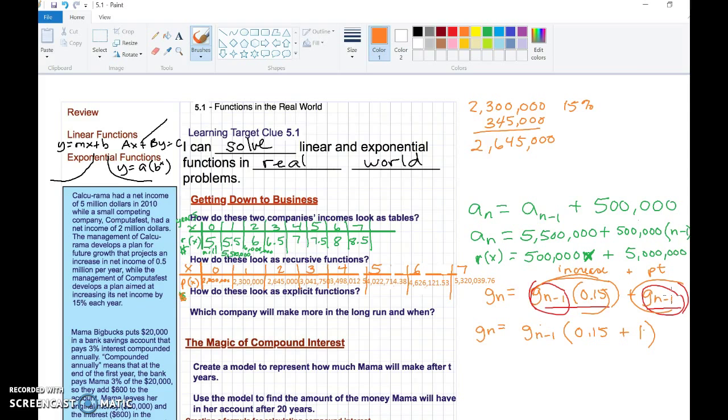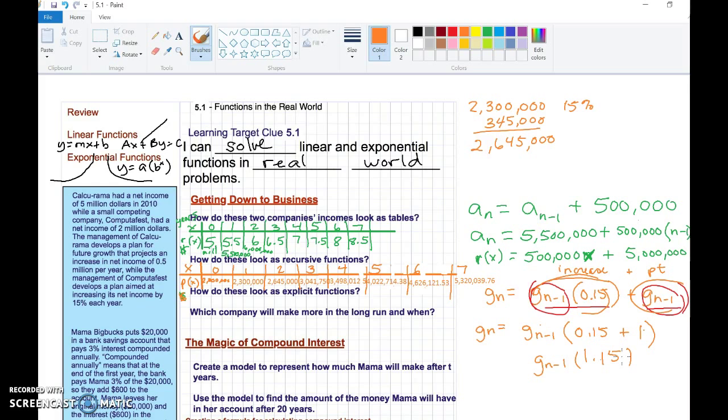Okay, I'm manipulating my numbers. So my recursive is really my previous term times 0.15 plus 1. And I could just combine those to 1.15. So if I multiply my previous term by 1.15, that will take care of that adding component that I have to add it to.